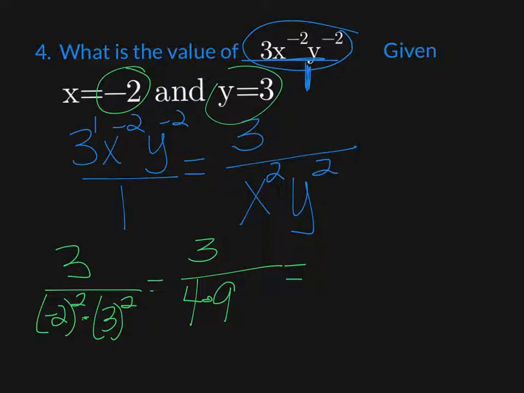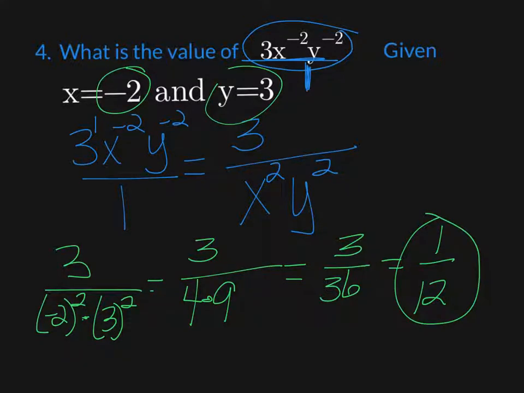All right, and then we're going to multiply. So 4 times 9 is 36. Okay, and this can be reduced. 3 will go into both of them, so it is 1/12. Okay, the biggest mistake with substitution is to get rid of the negative exponents before you substitute.